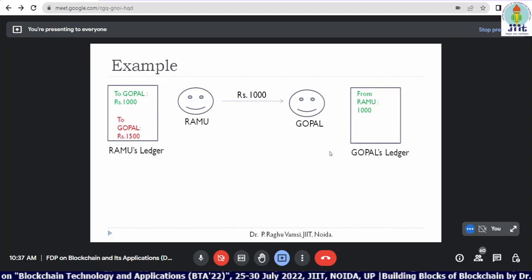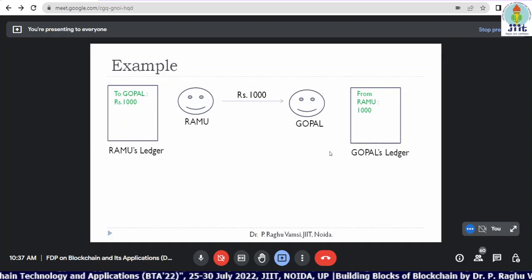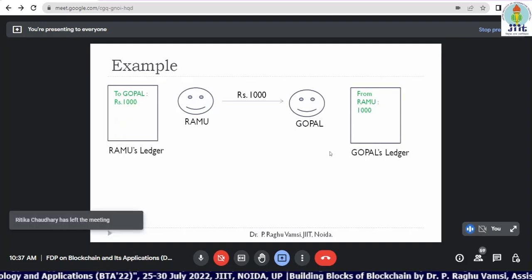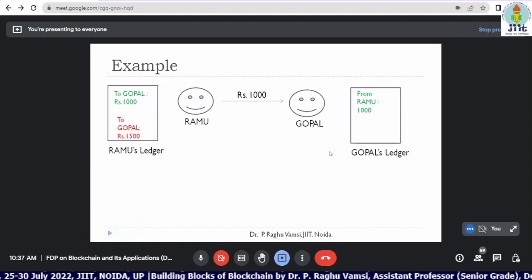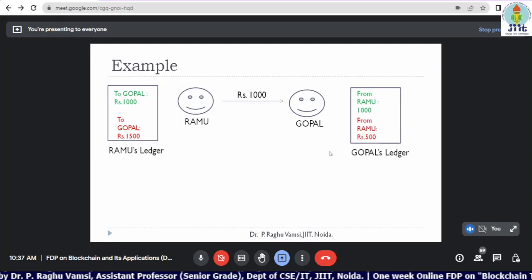But if Ramu has not entered this particular ledger properly, he might have given an entry like this: To Gopal, rupees 1,500. That is, on so and so date and time, Ramu has provided rupees 1,500 to Gopal. So Gopal is also very clever. He made an entry like this: from Ramu, I have received only 500. So this is a wrong entry which is made into the ledger.